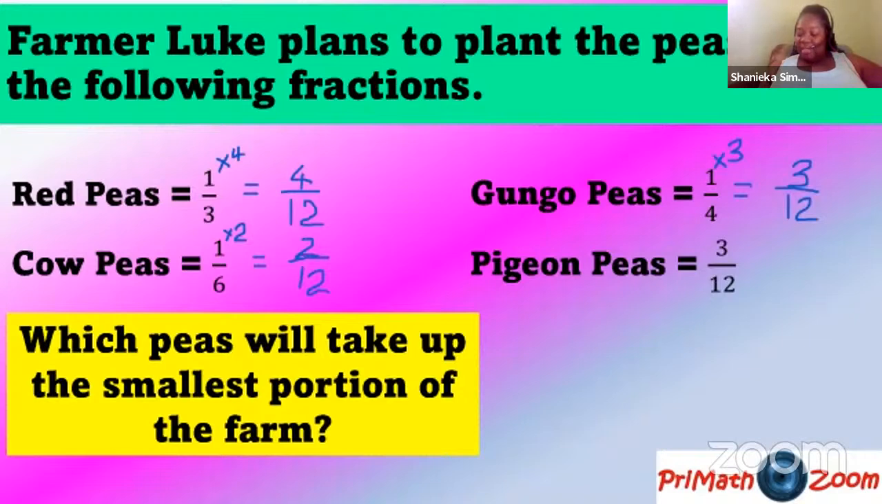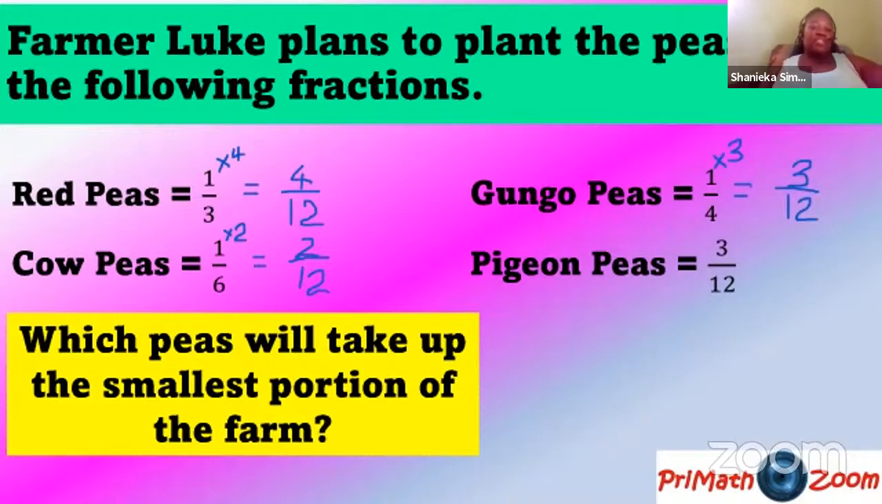All right, Lanique. Let me hear what the others are saying. Which peas will take up the smallest portion of the farm? All right. I see the cowpeas coming in. Yes, man. I see cowpeas. Everybody's saying cowpeas. Everyone agreeing with you, Jamari. I see Rudian saying red peas, though, and Dana, I'm thinking that they're responding to the first question. Right? So I see Janari saying pigeon peas.